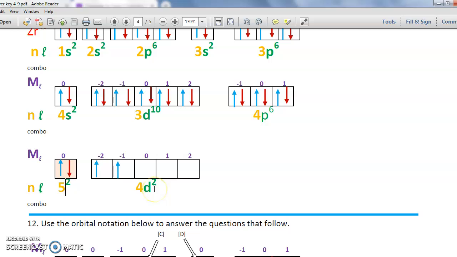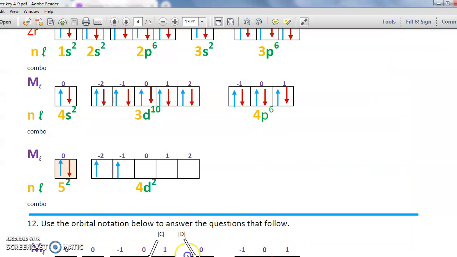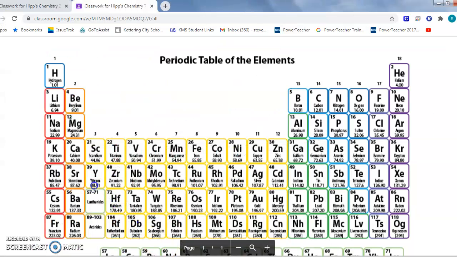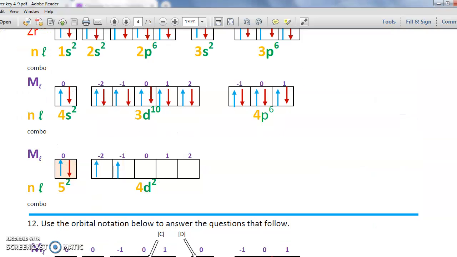That's kind of interesting. There's 2 in the 4D. Take a look at zirconium. It's the second one over. There's a 2. Very interesting.